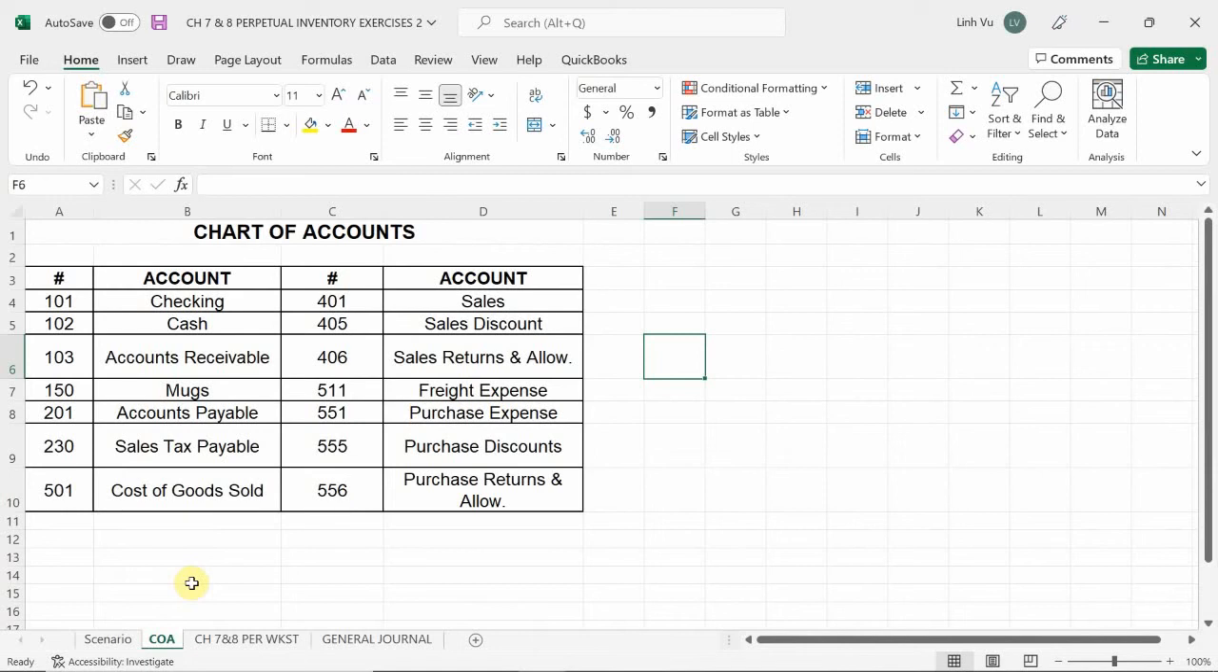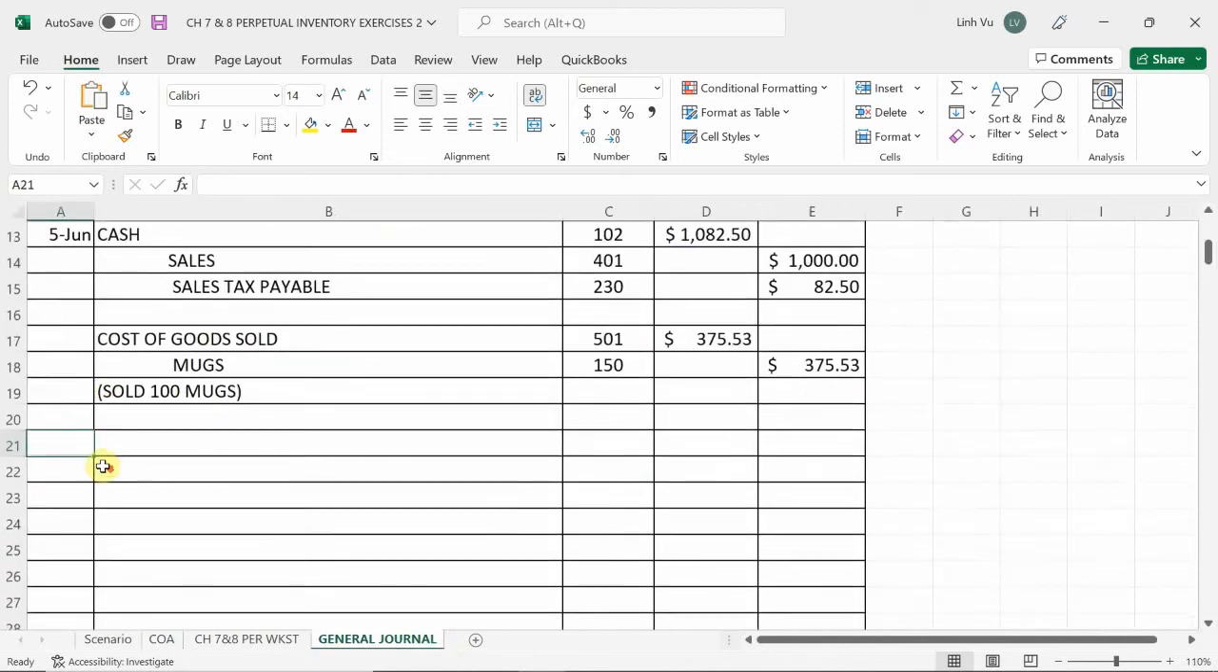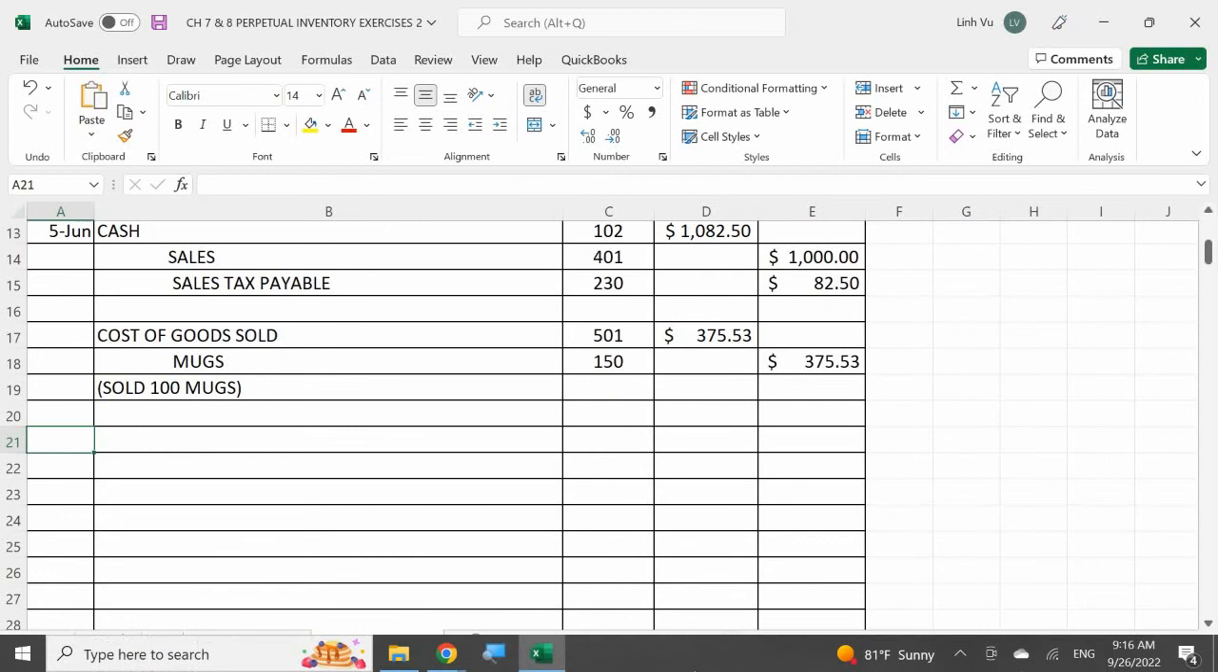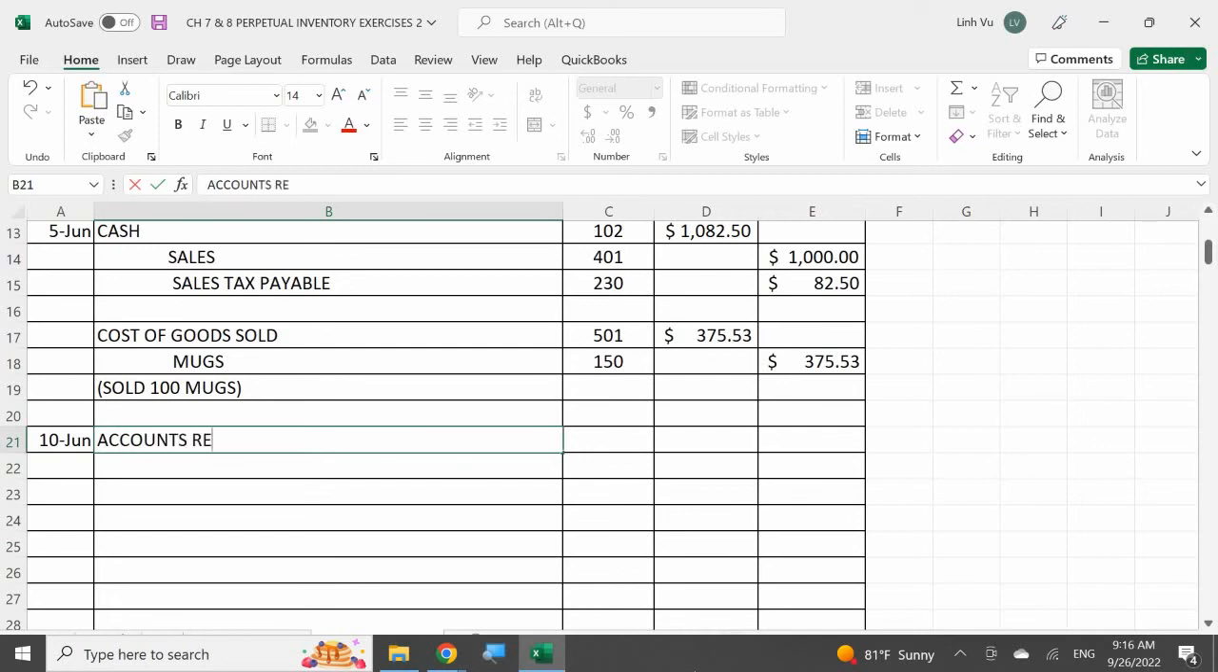In order for them to walk out the store, what do I have to charge them? Sales discount? Not a sales discount. Sales tax. You have to charge them sales tax. So in this case, there you go. And then, so let's go ahead and put that in here. Okay. So it's June 10. We sold to them on an account.